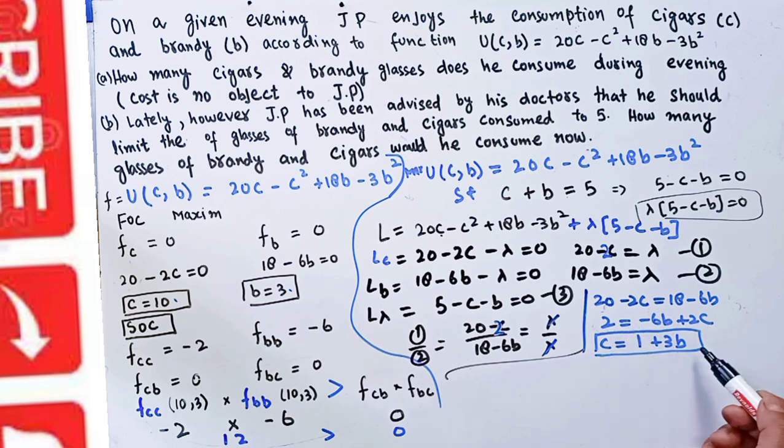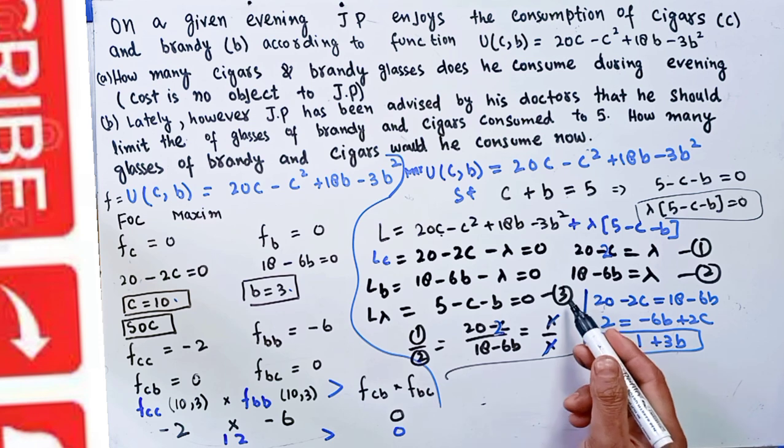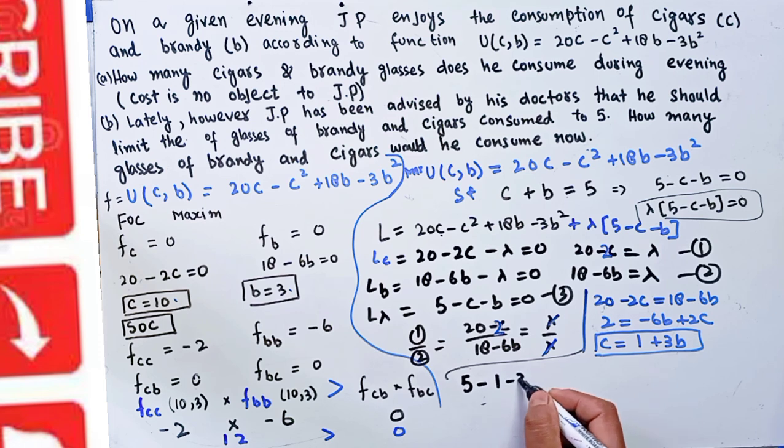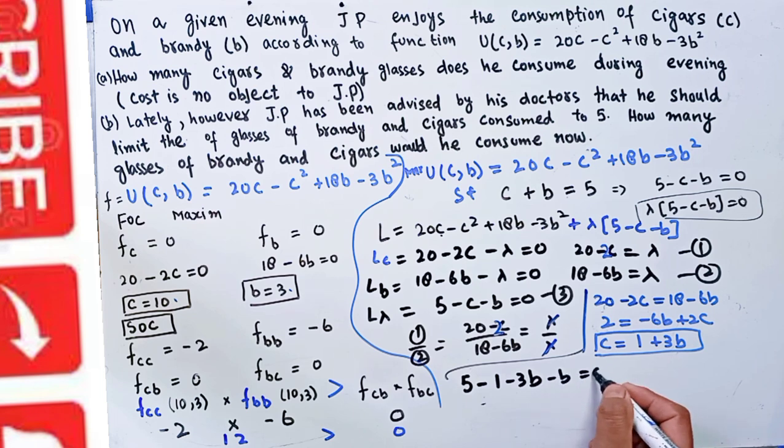Okay, so let me show how I arrived at this. If I solve for c, 2c is equal to 2 plus 6b, dividing both sides by 2, this gets cancelled, this gets cancelled. So 1 plus, 2 into 3 is 3b. So c is equal to 1 plus 3b. Now we need to plug this value, c is equal to 1 plus 3b, into the third equation. So we have 5 minus c, and in place of c I am plugging 1 plus 3b, then minus b, which is equal to 0.